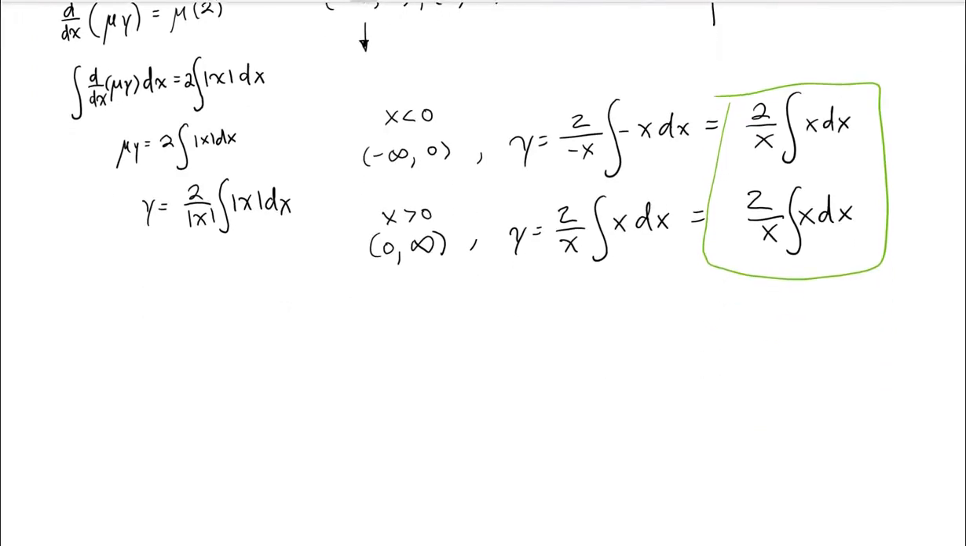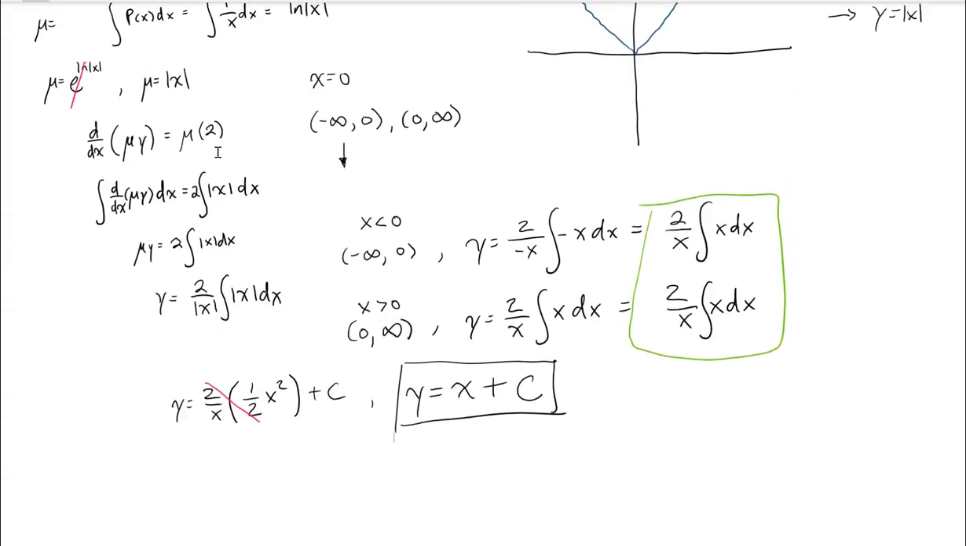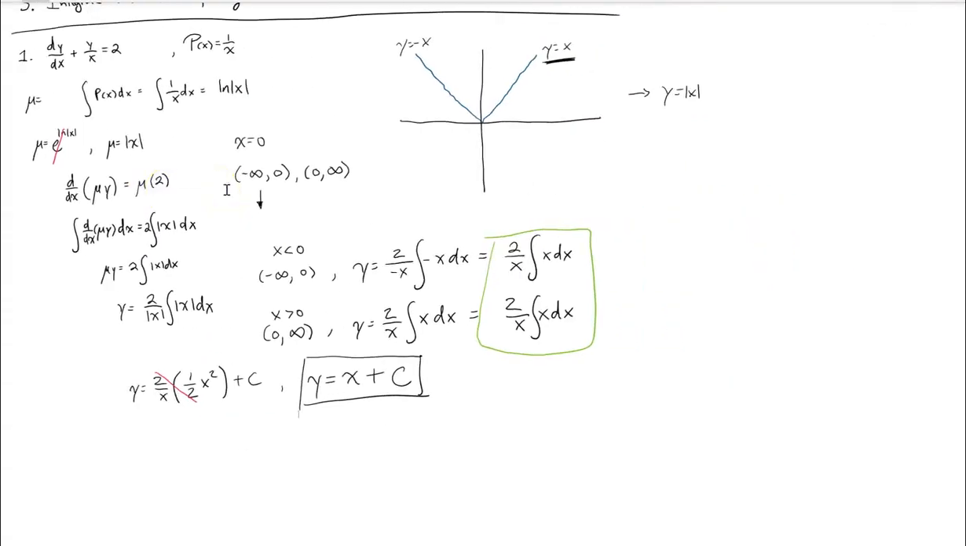So now we can actually compute this integral. So y would equal 2 over x times 1/2 x squared. And now the 2 and the 1/2 cancel out, one of the x's cancel out, and we have to add our plus c here, and we get y is equal to x plus c. And that is the solution to this differential equation. And we solved that by finding an integrating factor.